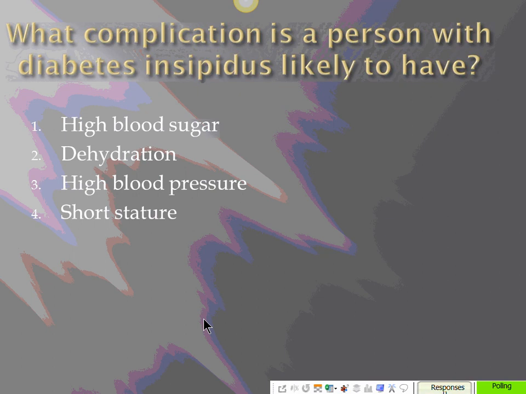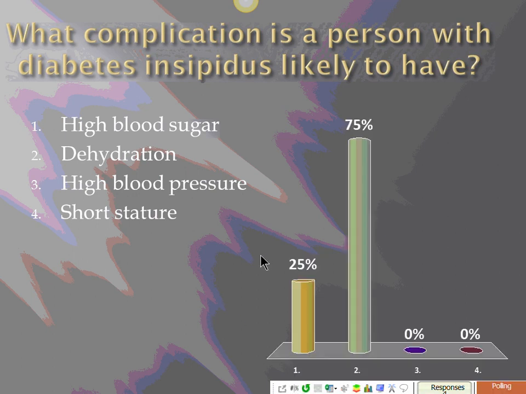And what complication do you think a person with diabetes insipidus is likely to have? Dehydration. Yes, they are going to have dehydration. See, when I say the sugar is not passed in the urine, the sugar is normal like the rest of us, you know. But because they pass so much urine, and they have no control over it, they tend to get dehydrated. And you have to actually give them synthetic ADH in order to prevent them from getting dehydrated.